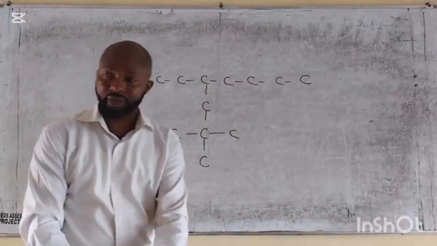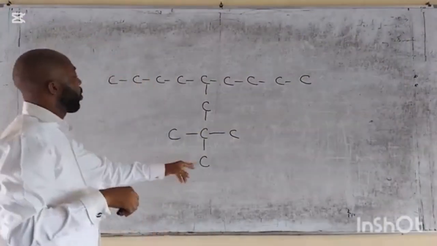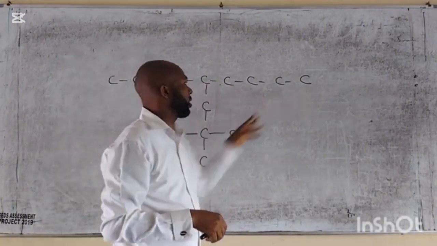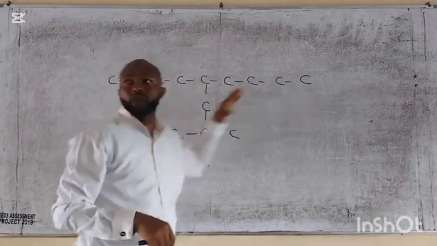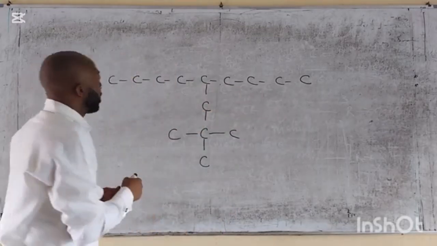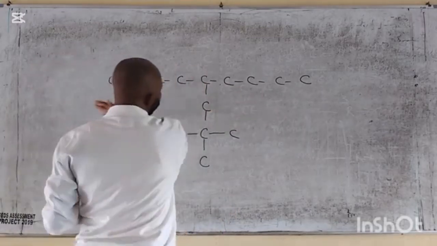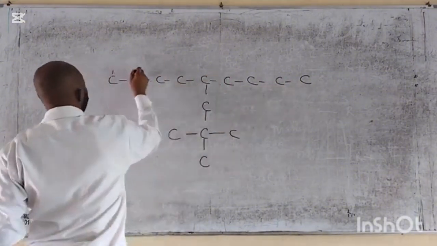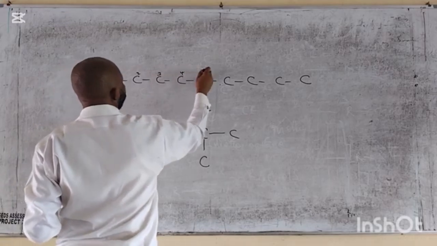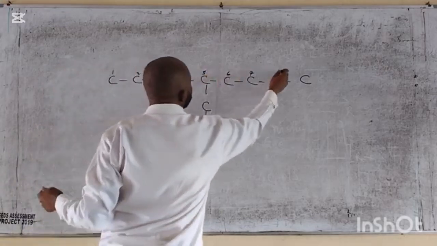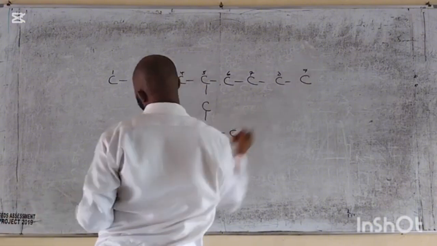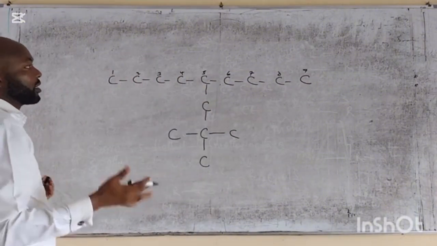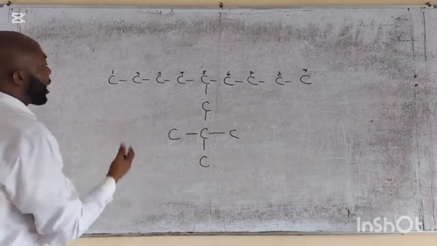All right. From here, 1, 2, 3, 4, 5, 6, 7, 8. 1, 2, 3, 4, 5, 6, 7, 8, 9. This is the longest. So if that is the longest, from 1, 2, 3, 4, 5 from both directions, we can just call it 1, 2, 3, 4, 5, 6, 7, 8, 9. That's nonane. So to name this, we start from 5.